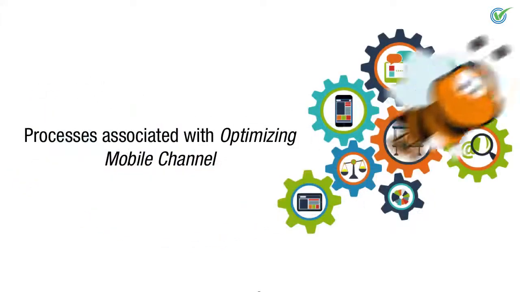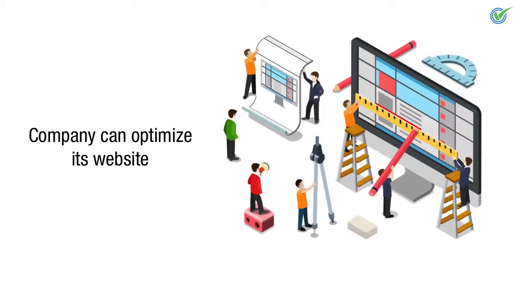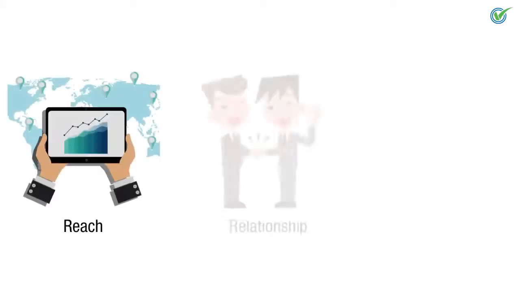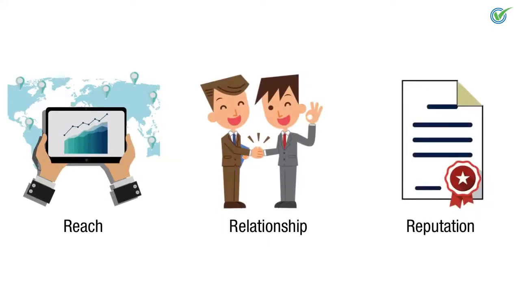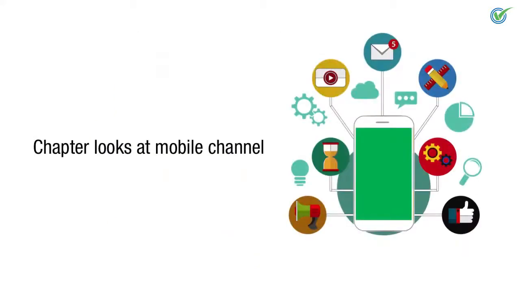Let's have an overview of the processes associated with optimizing the mobile channel. The previous chapter dealt with how a company can optimize its website for reach, relationship, and reputation so that it can reap maximum benefits from this digital marketing channel. This chapter looks at another digital marketing channel, the mobile channel.